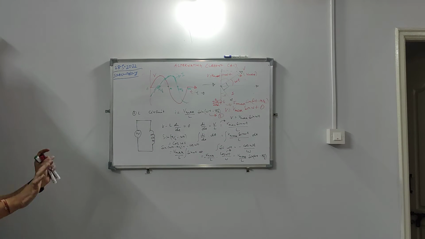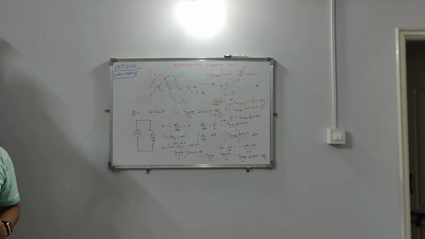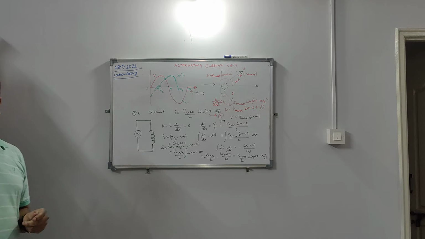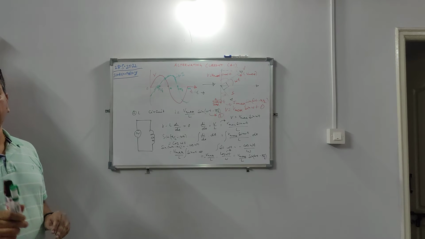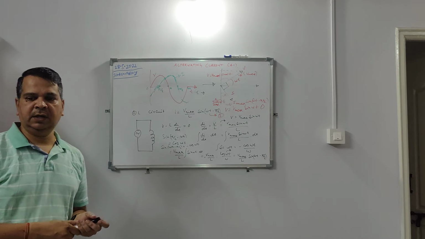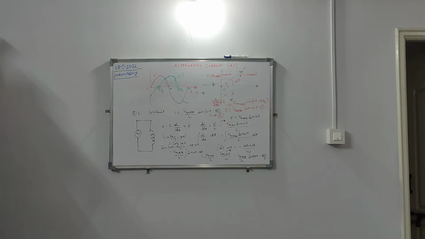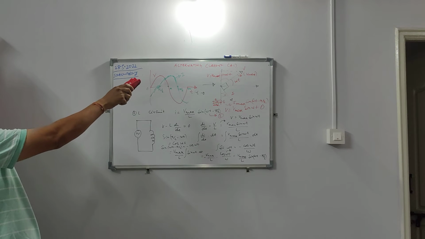So this is the overall summary of an inductive circuit. Always remember that voltage leads the current by an angle of pi by 2 in an inductive circuit. You take a snapshot of this.